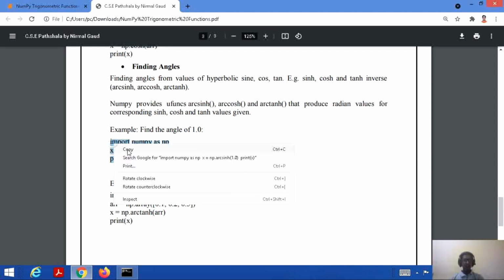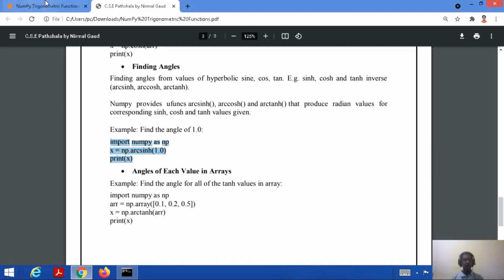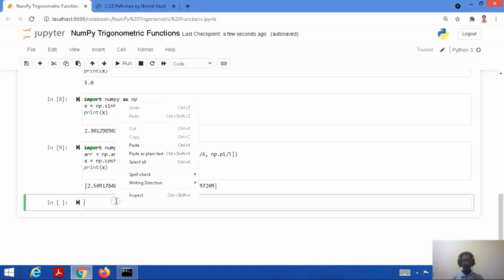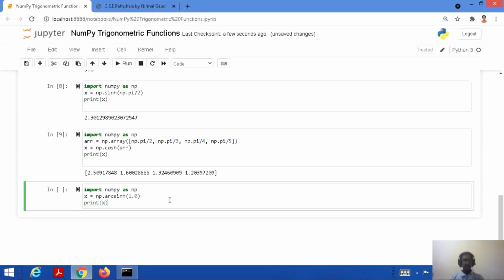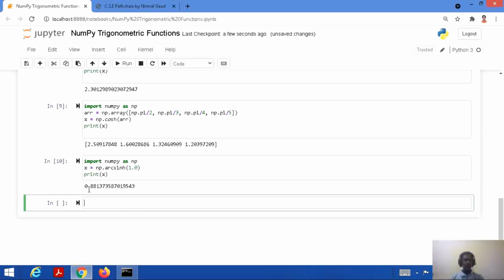Okay, so let's consider a code and then we will understand. Okay, so here it is. We need to find the angle of 1. So how to calculate the angle? It's like this. Import NumPy as np. x equal to np.arcsinh of 1. Okay, so we are using the inverse of hyperbolic sine here, and we are putting the value 1 as an argument, and then we are trying to calculate the angle. Okay, so we are printing the value of x. So here it is. Save this code, run this code. 0.88. Okay, this is the angle.